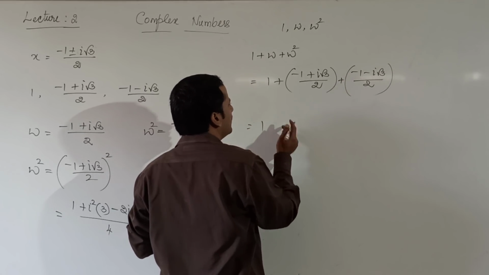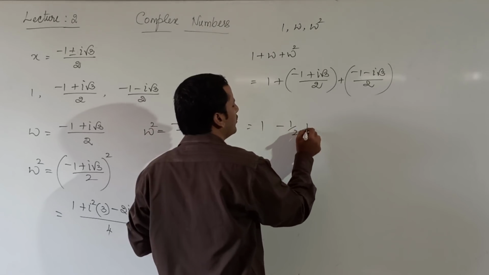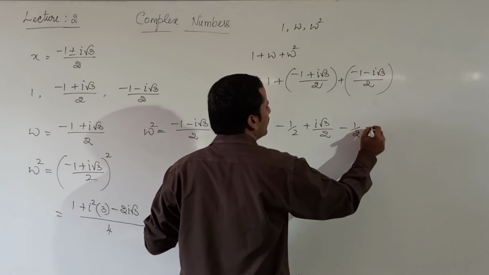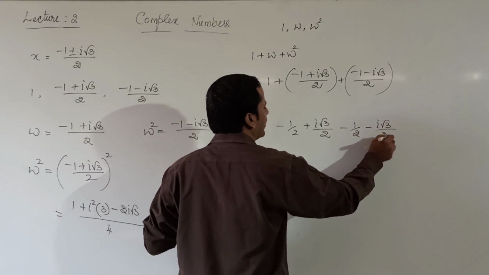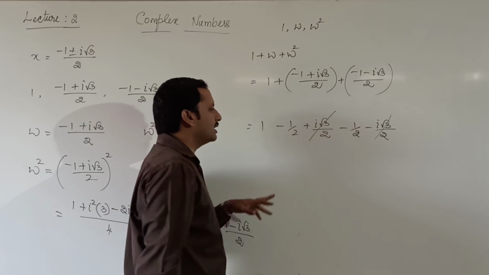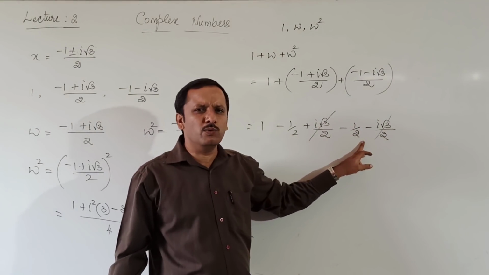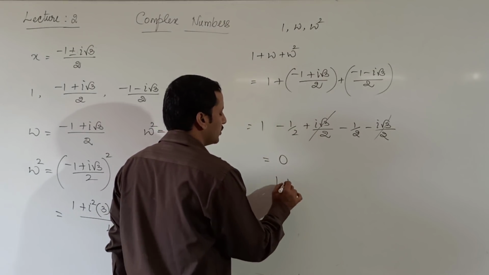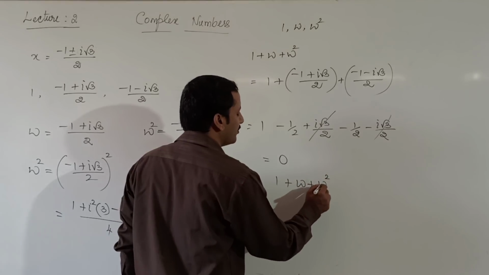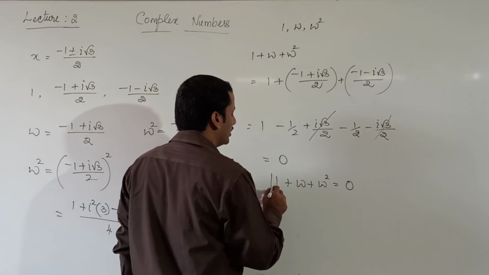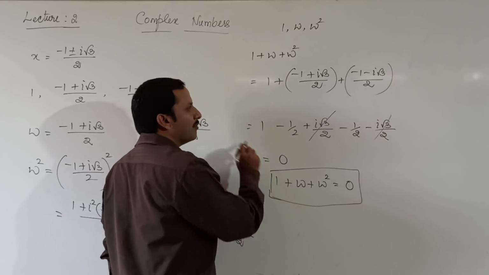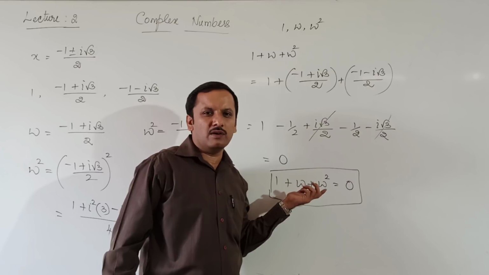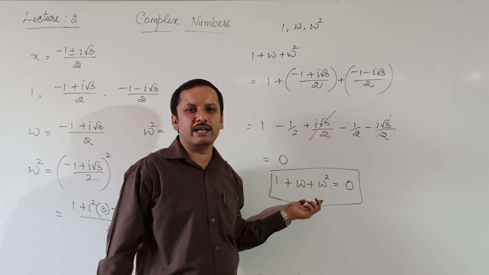Okay. Let us simplify this. 1, I'll write this as minus 1 by 2 plus i root 3 by 2, and this is minus 1 by 2 minus i root 3 by 2. So this i root 3 by 2 gets cancelled. Minus 1 by 2 minus 1 by 2 will give you minus 1. 1 minus 1 is equal to 0. So remember this: 1 plus omega plus omega square is equal to 0. You need not remember all this proof, nobody will ask you the proof. But you need to remember this formula: 1 plus omega plus omega square is equal to 0.